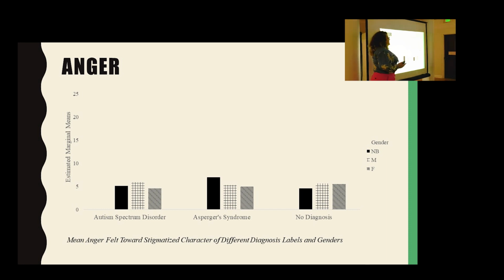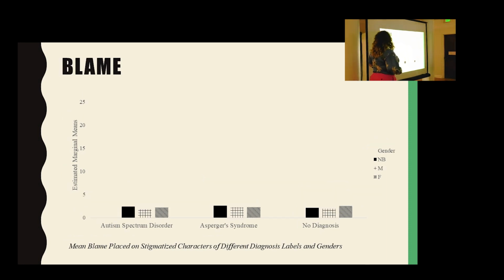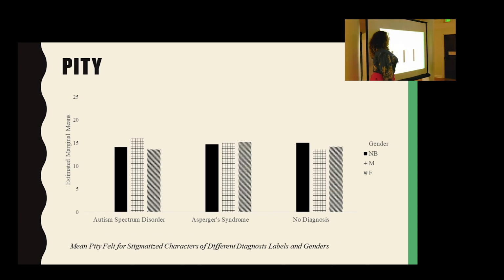And so for anger, there was no significant difference, and people were not very angry at the character. People did not place a lot of blame on the character for their present condition either, and as you can see, this is still quite low. People did pity the character a lot, but there was still no significant difference. The effect of diagnosis label on pity did not differ by gender either.